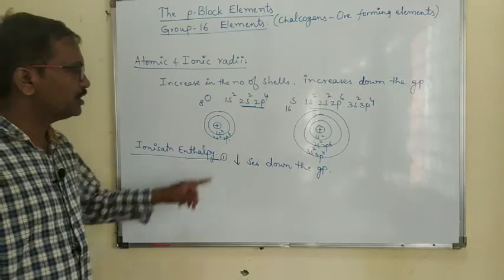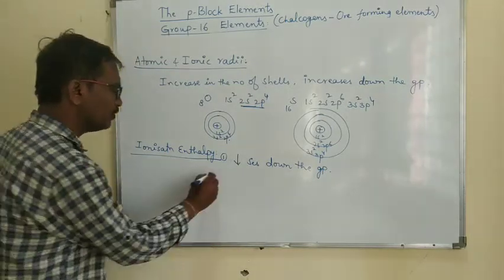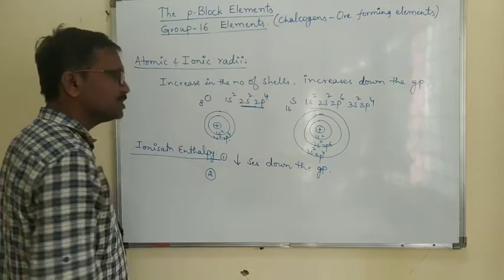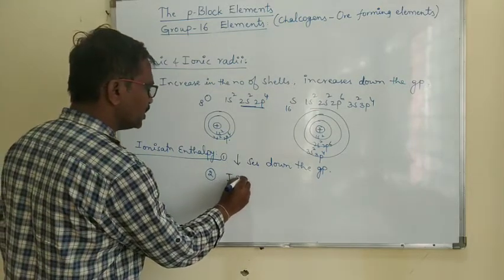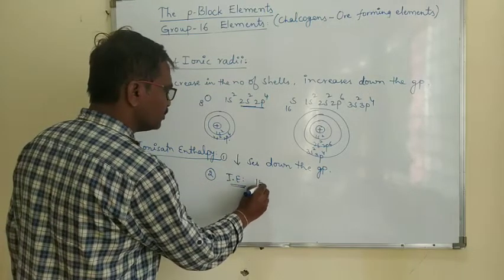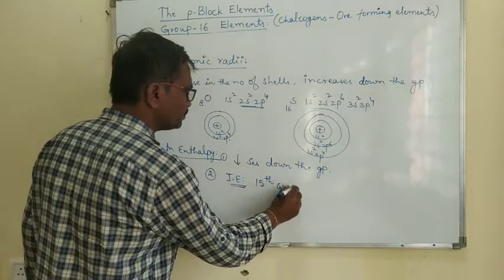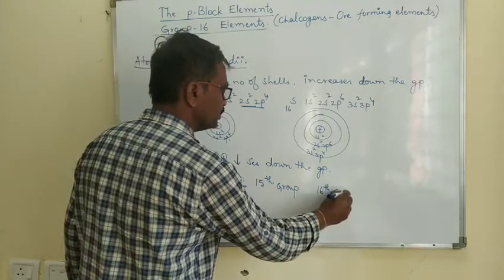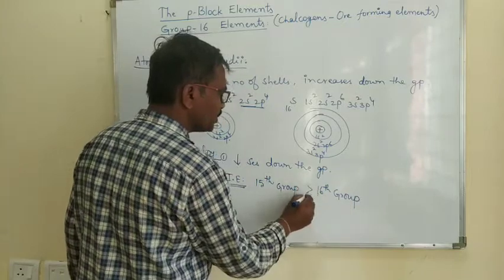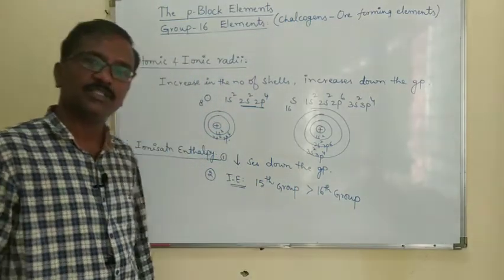The second point: when compared to 15th group elements, 16th group elements have less ionization enthalpy. If you compare the 15th group and the 16th group, which one has more ionization enthalpy? The 15th group has more ionization enthalpy than the 16th group, right?